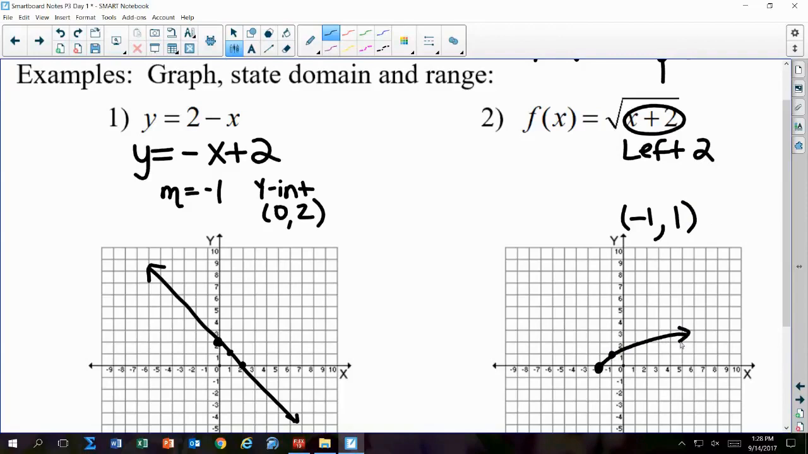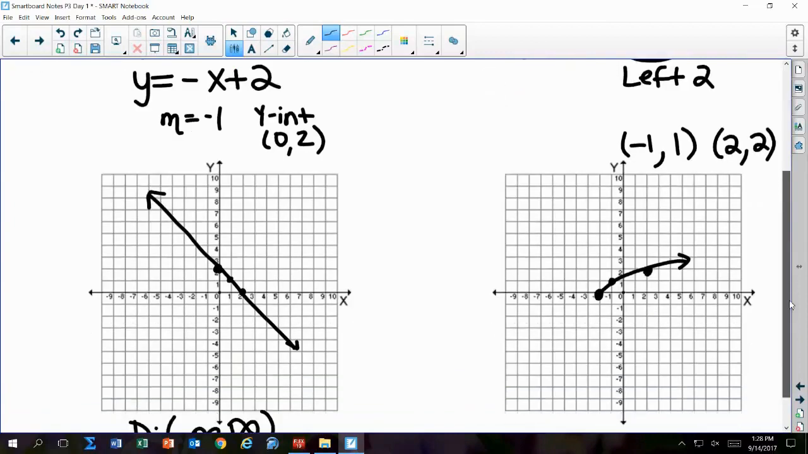Okay? You could plug in 2 if you want, and get 2 plus 2, which is 4, and the square root of 4 would be 2, so it should go through 2, 2 as well. Okay, if you want a couple extra points. Or where else can you get points from? Second table, right, or graphic calculator. Right. But if you're doing it in your head, you can quickly just plug in some values for x.